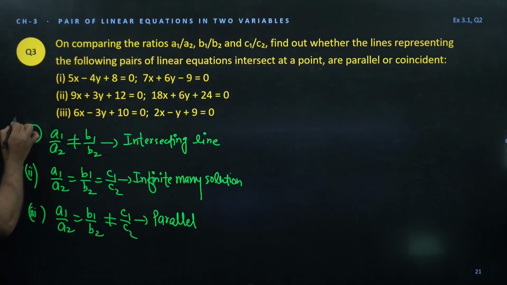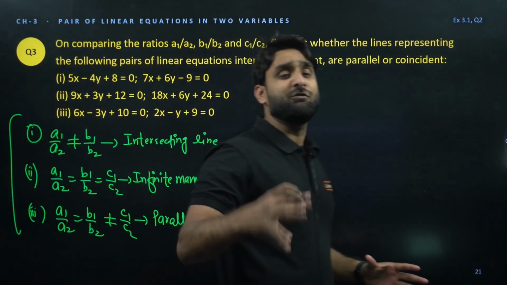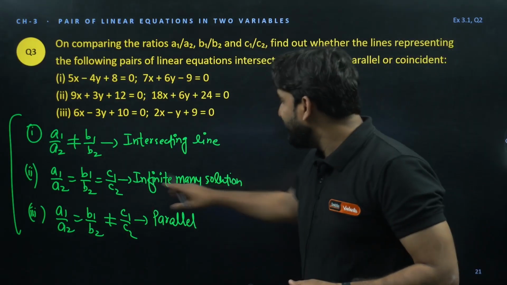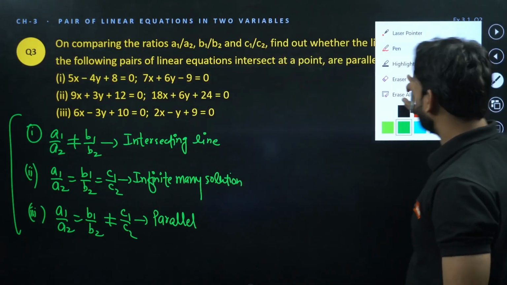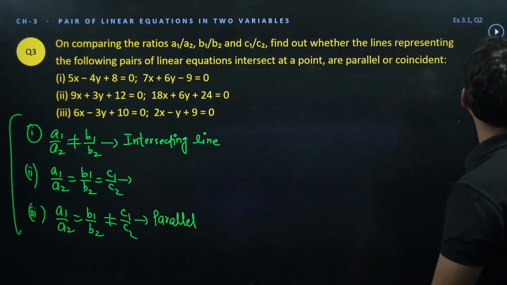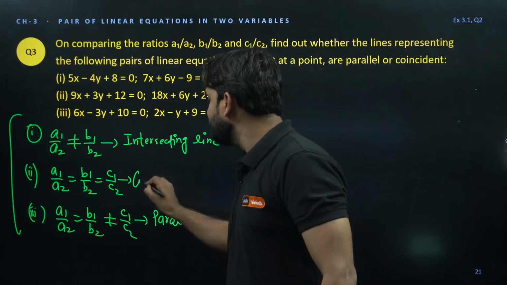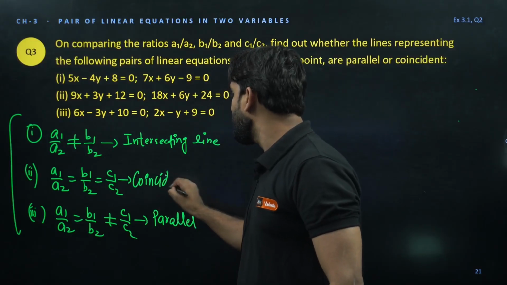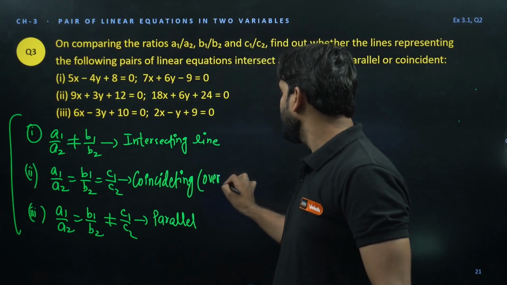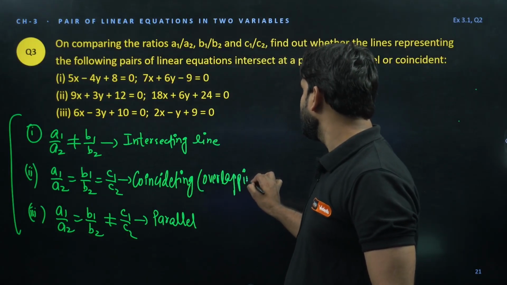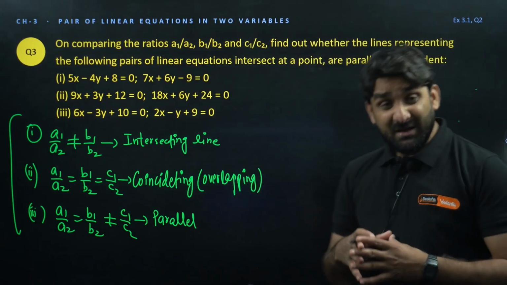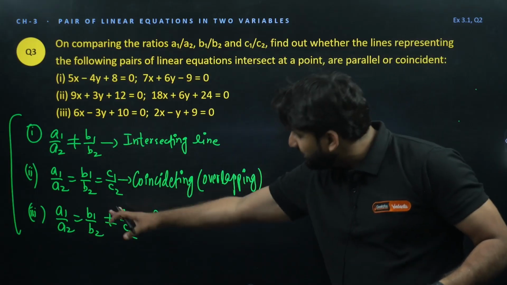Parallel. So without making the graph, you can identify whether the lines are intersecting. What I have written is algebraic information. So this will be coincident. This is also correct algebraically, but we are talking about graphical representation. So this is coinciding. Coinciding means overlapping. Look, I'm writing this word here also. Overlapping, when the lines are on each other. So without making the graph, you can identify by comparing these ratios.